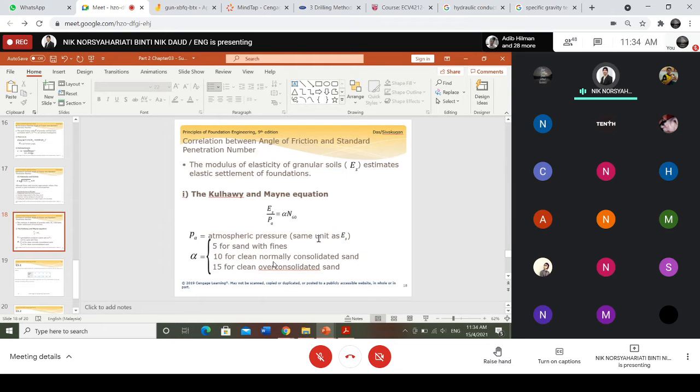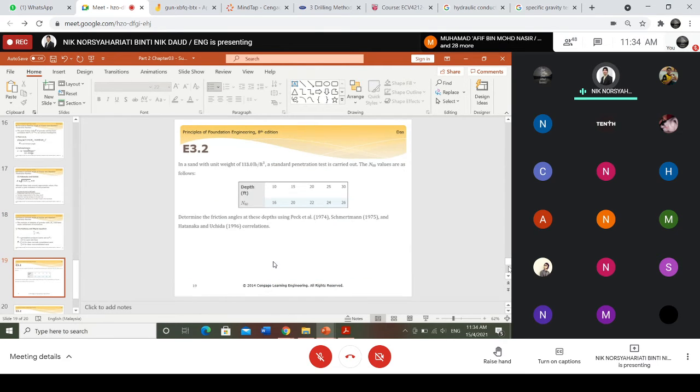Which is from the Kulhawy and Mayne equation. They come up with this equation, which is the relation between the modulus of elasticity and the standard penetration number. Right. For this part, for the alpha, you need to figure out the type of sand or the type of soil that you encounter at the site, which you can refer to. For sand with fines, you just use number 5 and so on for that part.